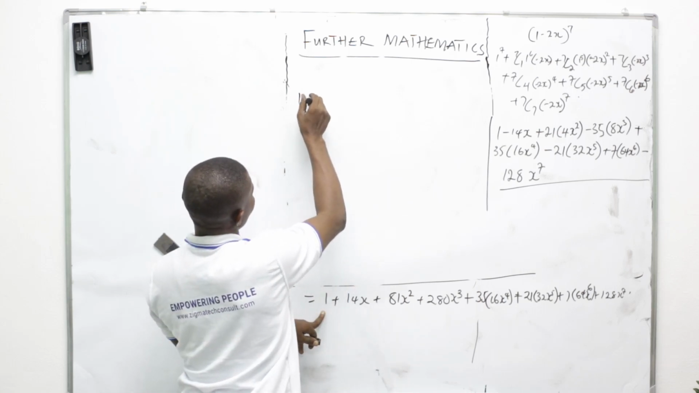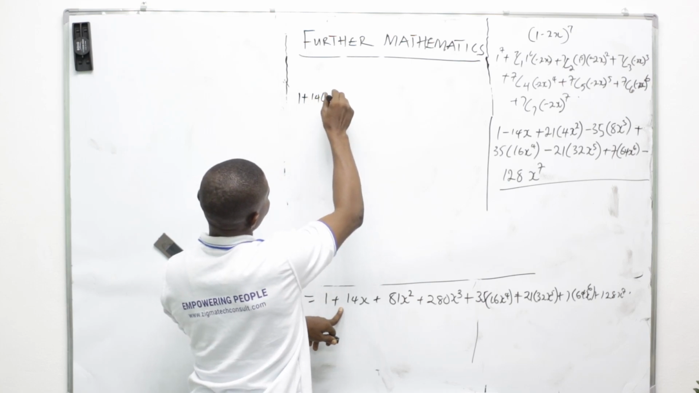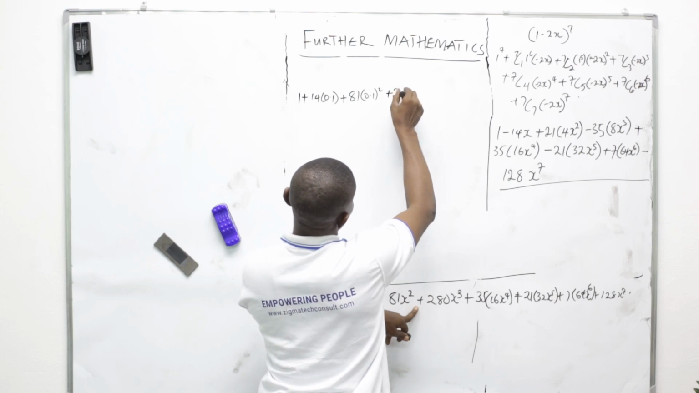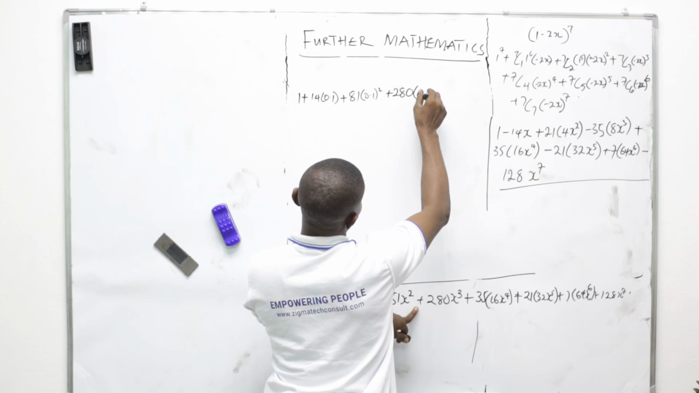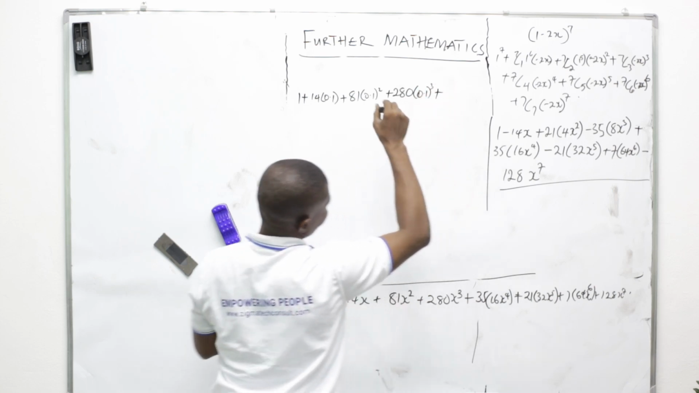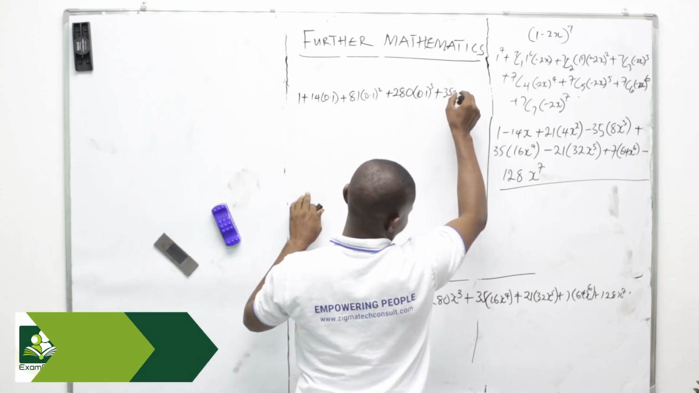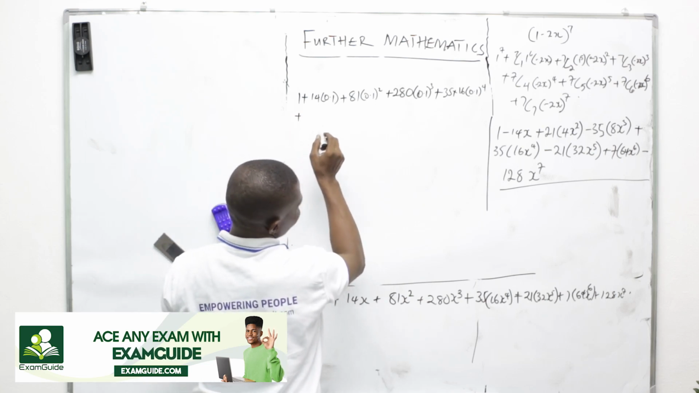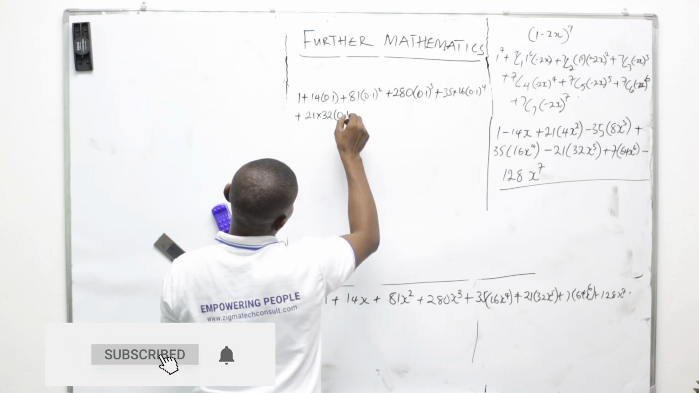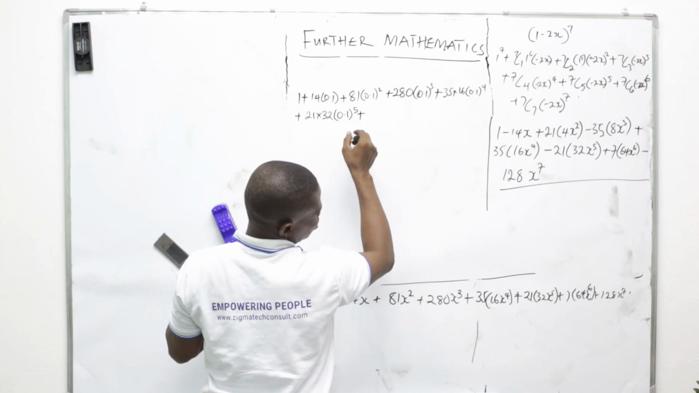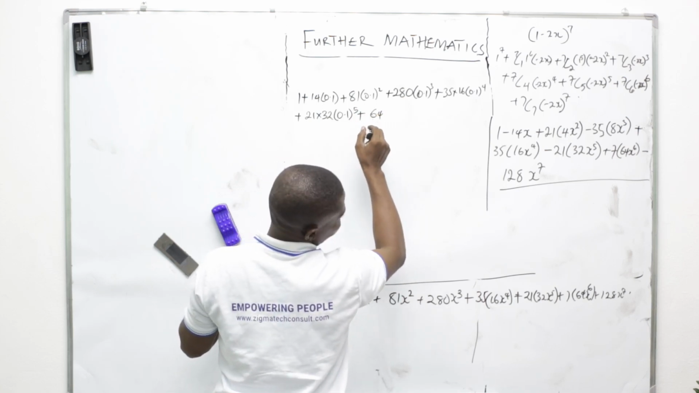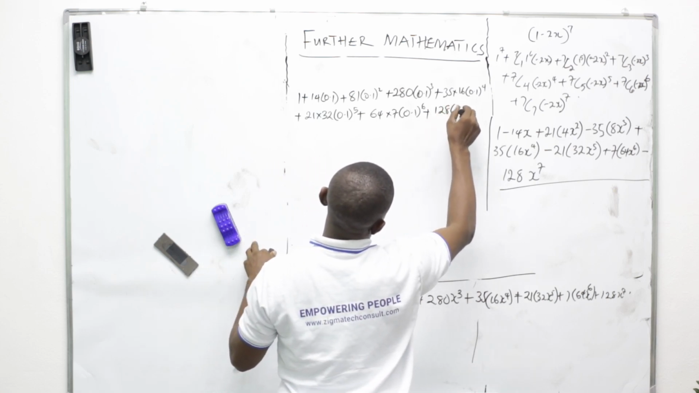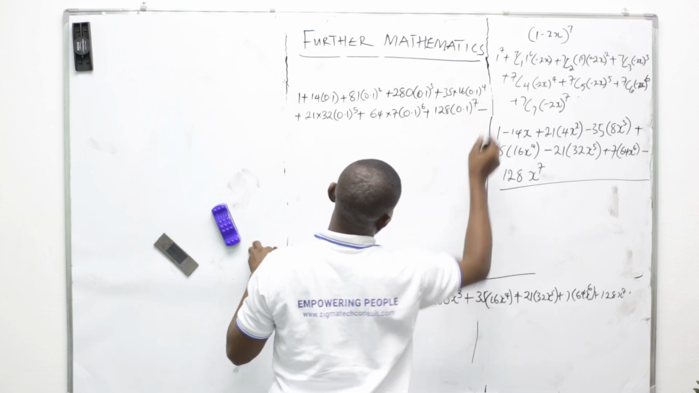Here we have 1 plus 14s, that is 0.1, we are substituting, plus 84 into 0.1 all squared, plus 280 into 0.1 to the power 3, plus 35 times 16 bracket 0.1 to the power 4, plus 21 times 32 times 0.1 to the power 5, plus 64 times 7 into 0.1 to the power 6, plus 128 into 0.1 to the power 7. Then minus the other one.